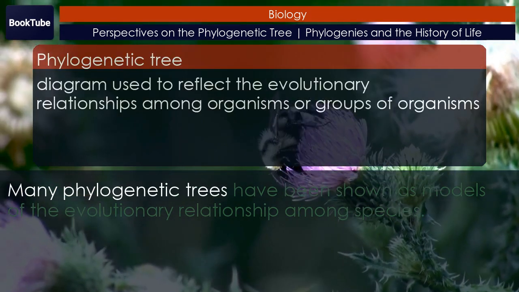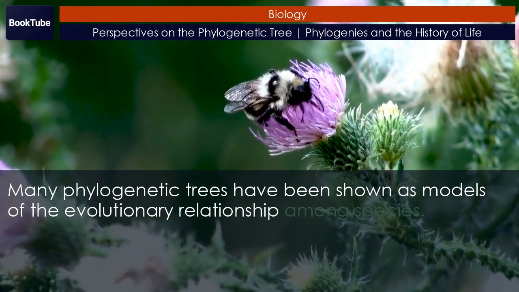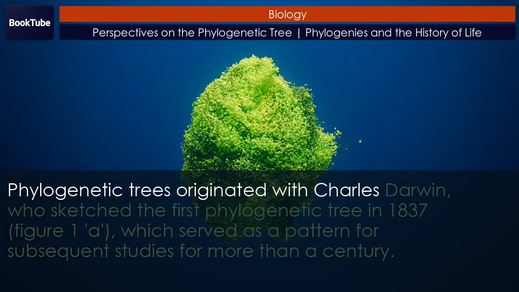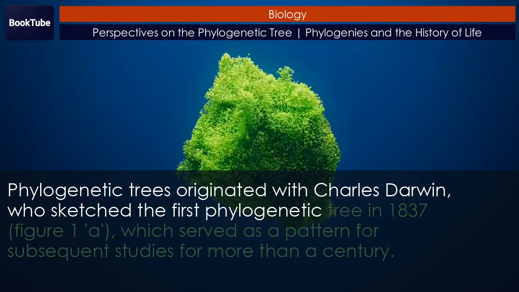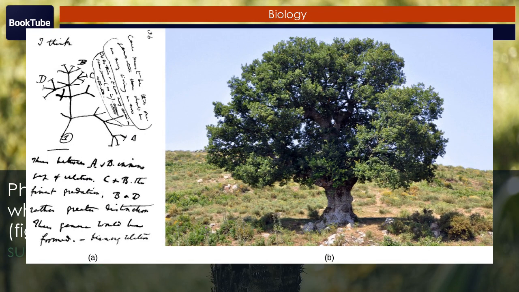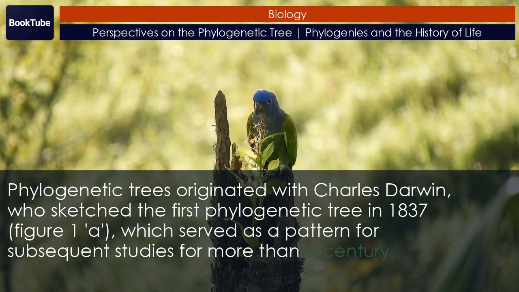Many phylogenetic trees have been shown as models of the evolutionary relationship among species. Phylogenetic trees originated with Charles Darwin, who sketched the first phylogenetic tree in 1837, Figure 1, which served as a pattern for subsequent studies for more than a century.